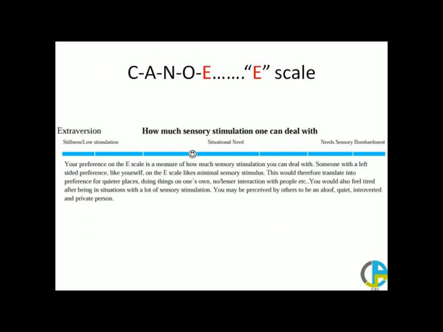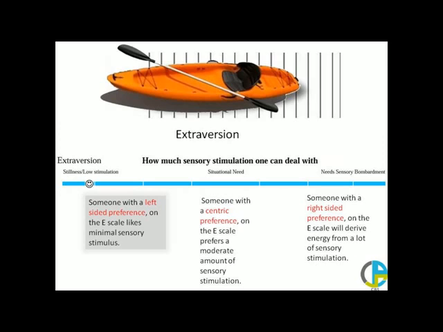The E scale looks at extroversion, or how much sensory stimulation one can deal with. If you look at the continuum below, the left-sided preference looks at low stimulation or stillness, the right-sided preference is about needing sensory bombardment, and the middle preference is more situational.